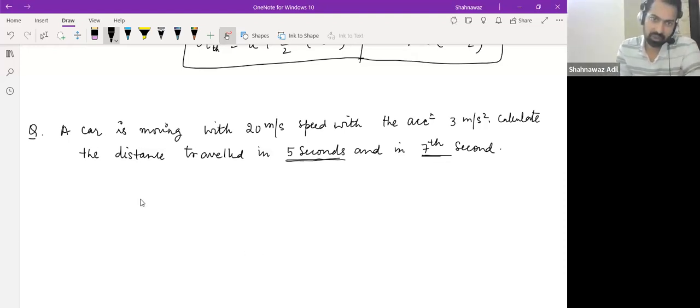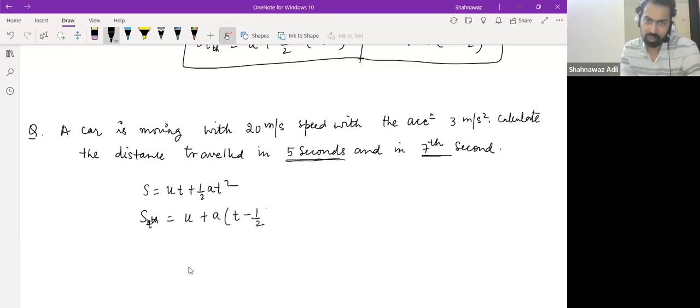So we have two formulas, right? S is ut plus half at square, and then we have s nth, or tth. So this is how much? This is u plus a t minus half, right? So let's say this is one and this is the second. In this part, we will use this one, and in this part, we will use this, right? So let us solve this first.